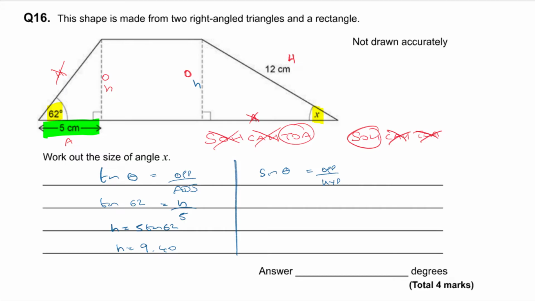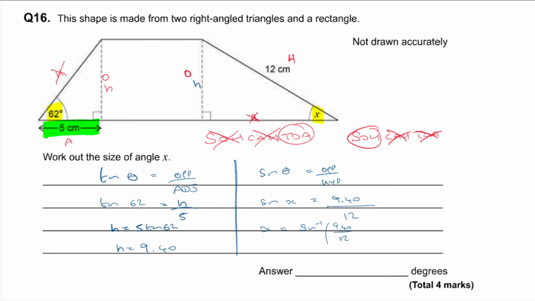Okay, so subbing in what we know, we're actually trying to find the sine of x here, aren't we? We're trying to find the angle eventually. So the opposite is going to be our 9.48, but I'm going to use the full calculator display. And then I'm going to divide through by the hypotenuse, which is 12. Okay, so then if I want x, then I need to do the inverse sine of that, don't I? So x is going to be the inverse sine of 9.48 divided by 12.